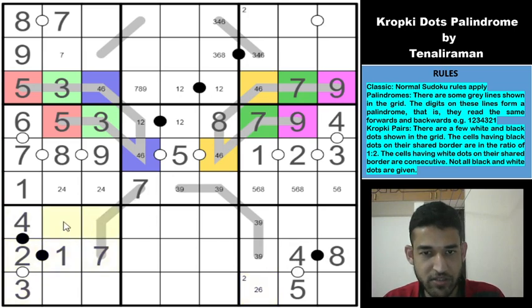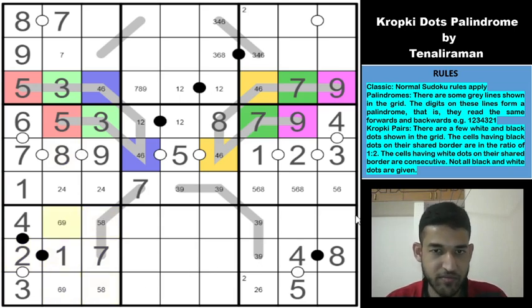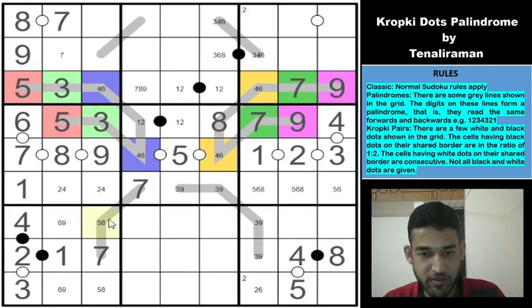1, 2, 3, 4, 7. So remaining candidates are 5, 6, 8, 9. We have a 5, 8 pair here. So this will be 5, 8. And correspondingly this will be 6, 9. So 5 here removes the 5 from there. So this will be an 8. So this will be a 5.